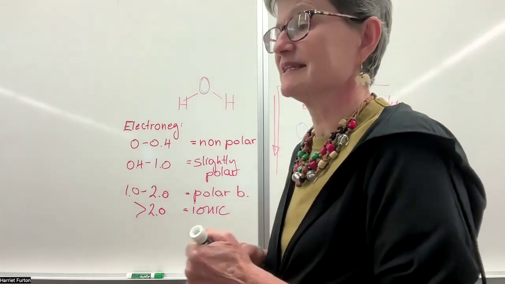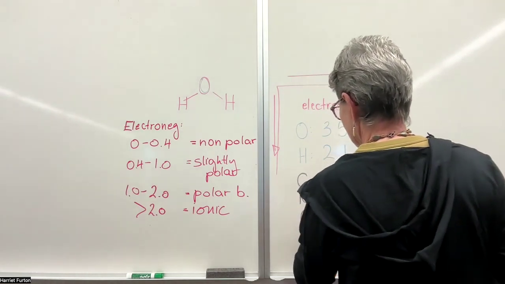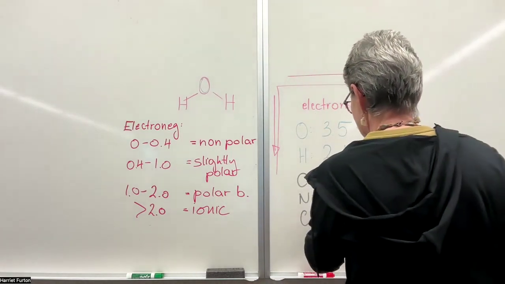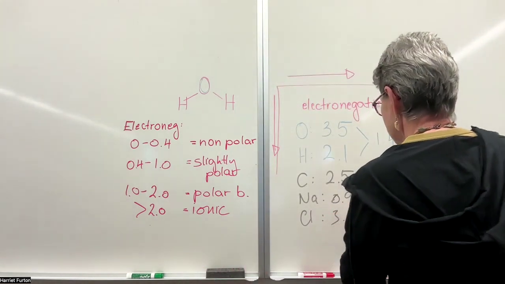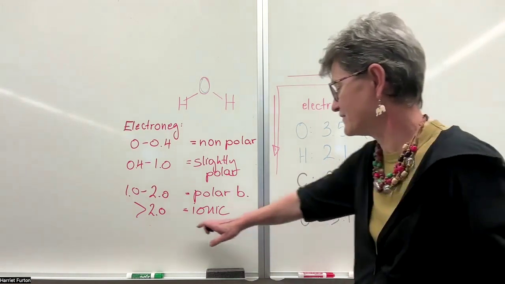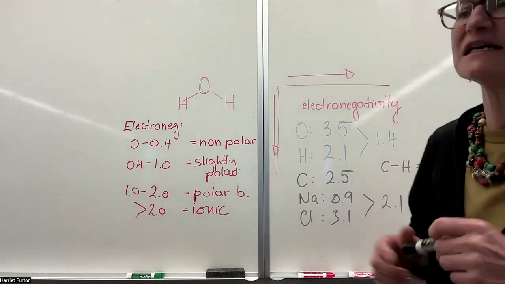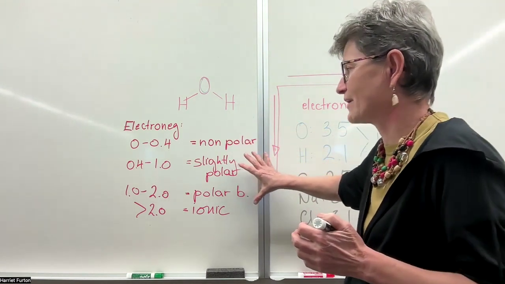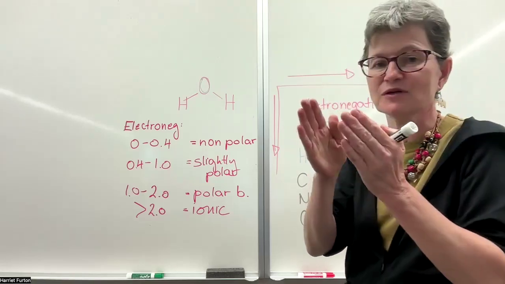How are we going to test that? Let's say sodium and chlorine. The sodium's electronegativity is 0.9 and the chlorine's is 3. The difference between them is 2.1, and sure enough, it's an ionic compound, sodium chloride. This is a good snapshot of how we figure out what kind of bond is going to happen between two atoms.